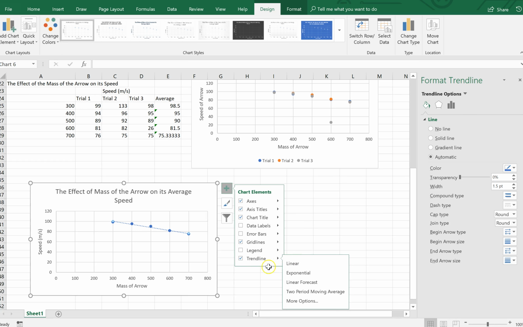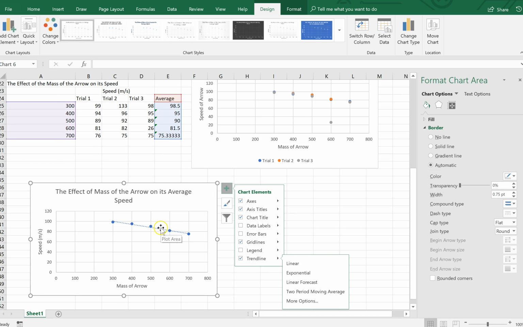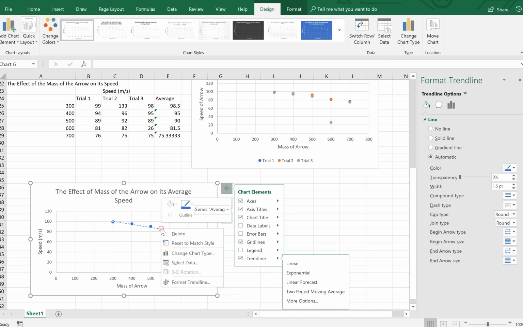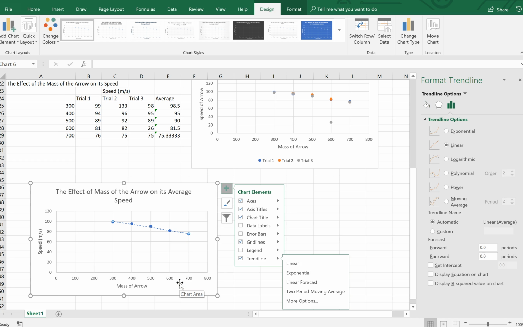So I've got a linear line set up, and I can see my line, and it looks pretty good. If I click on my line and right click, I can format my trend line. This pulls up a really important pop-up, which allows me to do a lot of really neat stuff really quickly.